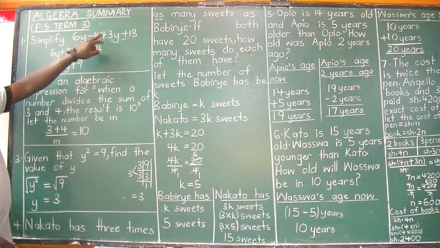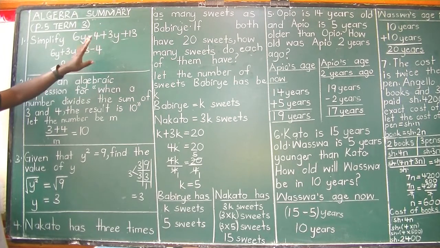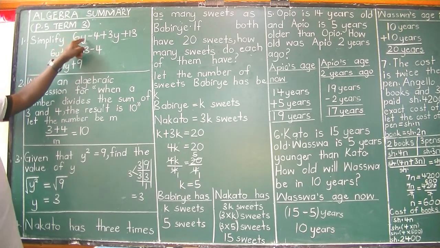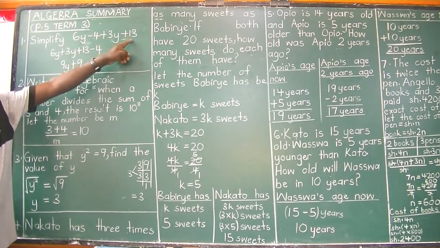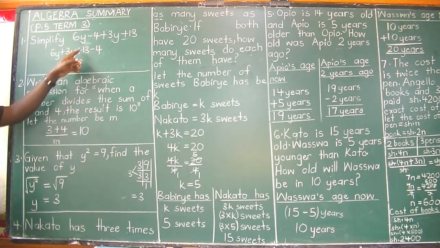So you say 6y plus 3y plus 13 minus 4. So we consider those with the plus sign of addition before the minus. Say collect like terms. 6y plus 3y plus 13 minus 4, where 6y plus 3y you get 9y, and the positive 13 minus 4 you get positive 9. So the answer is 9y plus 9.